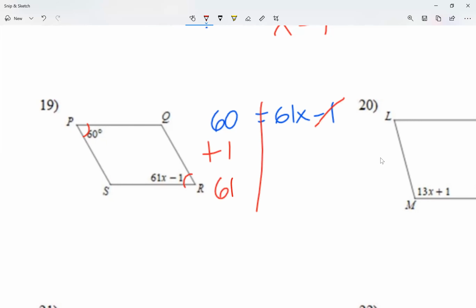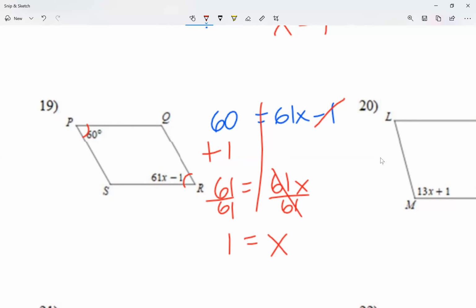So I have 61 is equal to 61x. Divide by the number in front of x. So in this case, let me divide both sides by 61. 61 divided by 61 is 1. 61x divided by 61, I know 61 divided by 61 is 1, so 1x. I'm just going to write it as x. x is equal to 1.